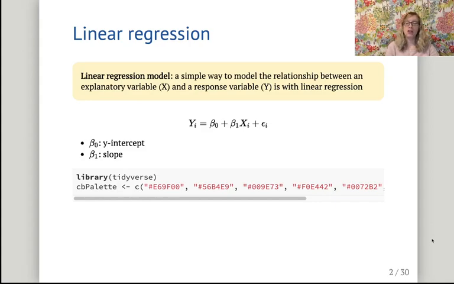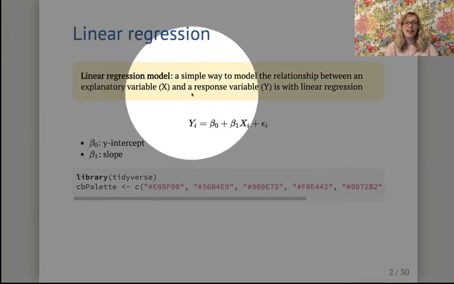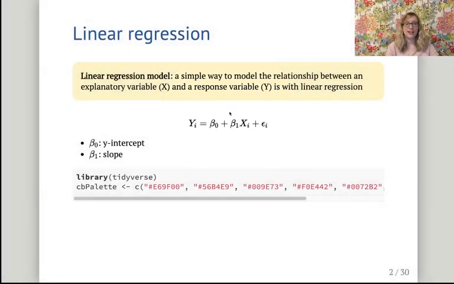So essentially, we model the relationship between some explanatory variable x and some response variable y simply by using a straight line. So y is equal to beta 0 plus beta 1 x plus some additional error term epsilon. We use beta 0 to stand for the y-intercept in this model, and we use beta 1 to represent the slope.